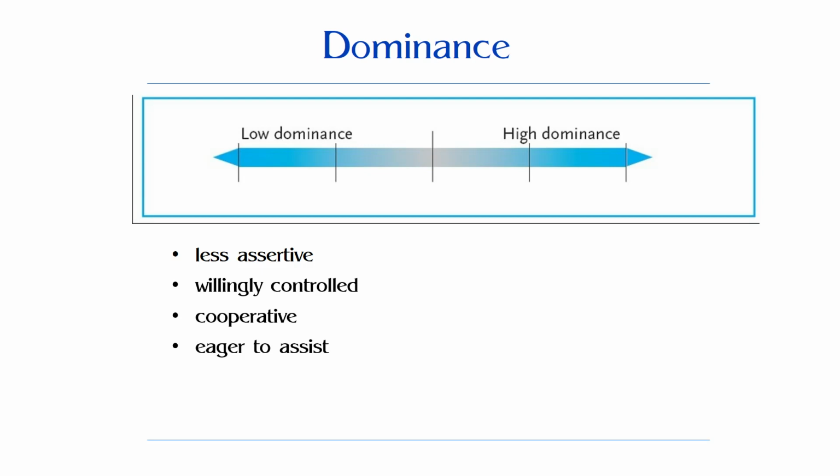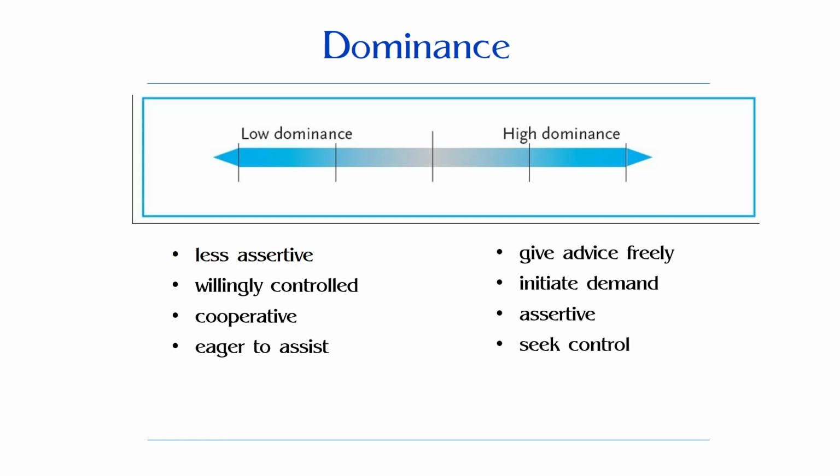On the other side of the scale, you've got high dominance, where someone loves to give their advice freely, even when you don't want it. And also they initiate demands. So dominant people always initiate demands. They want things from you. They're very assertive, and, vice versa of being willing to be controlled, with high dominance they seek control.